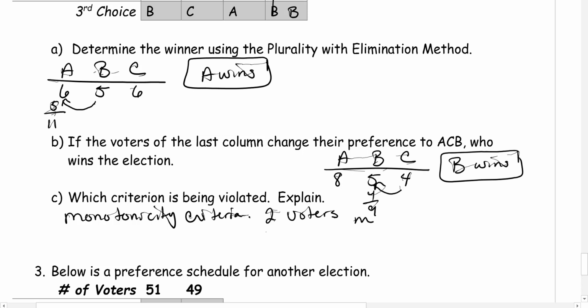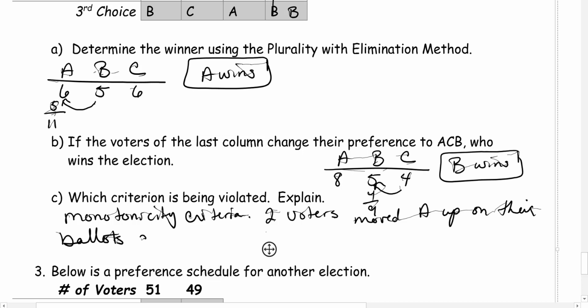So 2 voters moved A up on their ballots, causing A to lose.